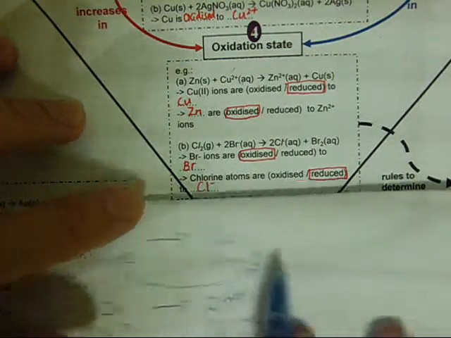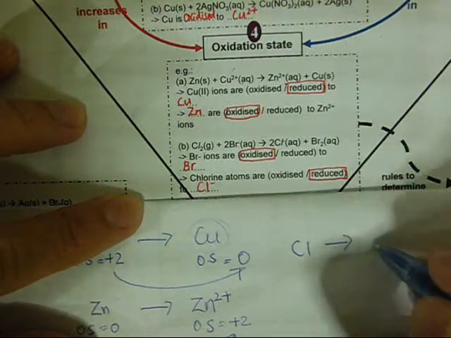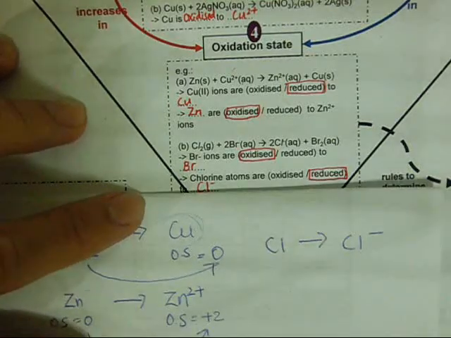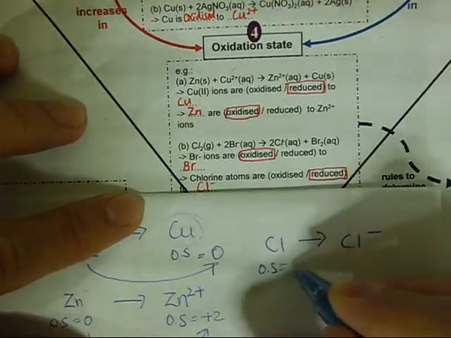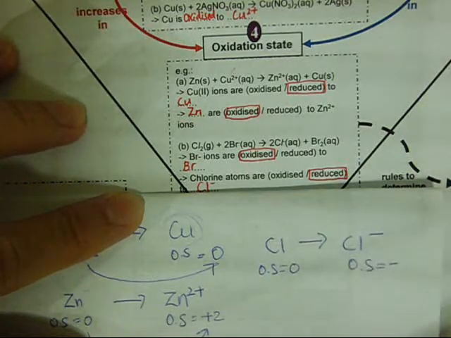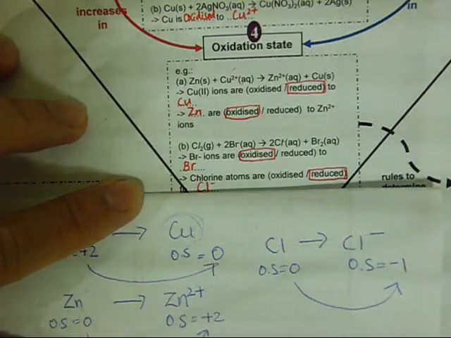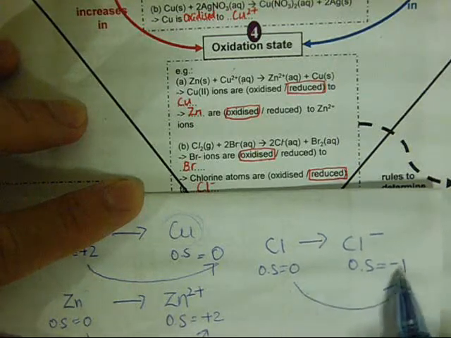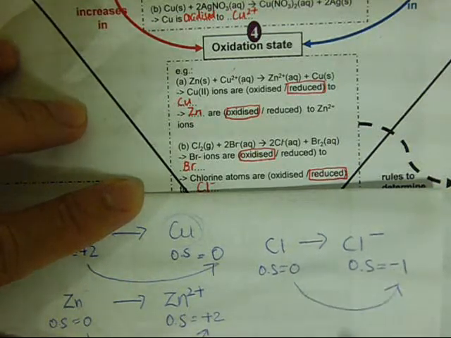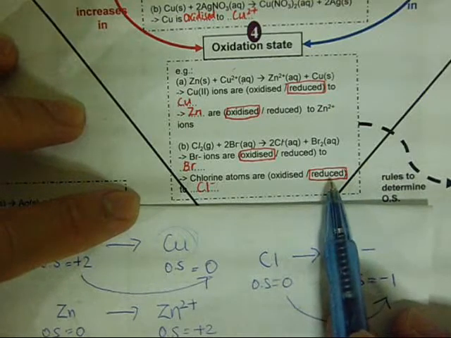Likewise for chlorine atoms. Chlorine atom is Cl to Cl minus. Cl, the oxidation state is 0 because there is no charge. Cl minus, the oxidation state is 1 minus. Therefore, the oxidation state is -1. So 0 to -1, -1 is less than 0, right? So 0 to -1 is a reduction or a decrease in oxidation state. Decrease in oxidation state is a reduction process. Therefore, it is reduced.